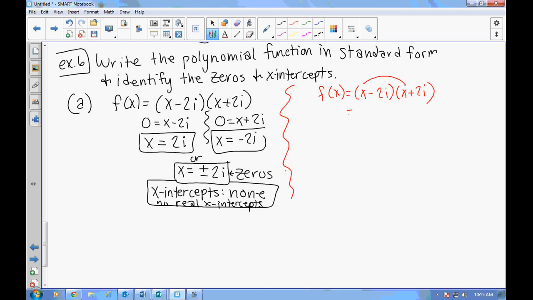So shout it out. What's x times x? x squared. What's x times positive 2i? 2xi. Plus 2ix. And what is negative 2i times x? Minus 2ix. And negative 2i times positive 2i is negative 4i squared. These factors, what's a vocabulary word to explain what the factors are? It starts with a C. Conjugates. One was plus, one was minus, but everything else was the same, which is why these two cancel out.